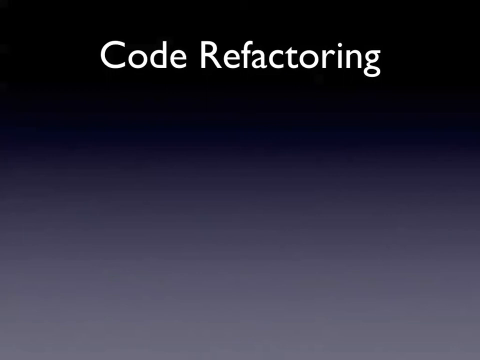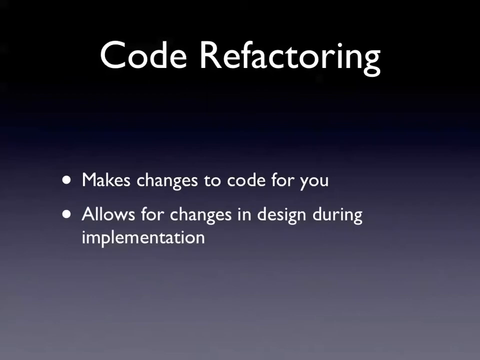Code refactoring makes changes to the code for you. Say for instance, if you have a class and you've used it lots of times in your code, and you want to rename the class, you would have to rename every single instance of that class. With this, you can rename the class once and it will change it dynamically. It allows changes in the design during implementation, so this can be done during your coding.